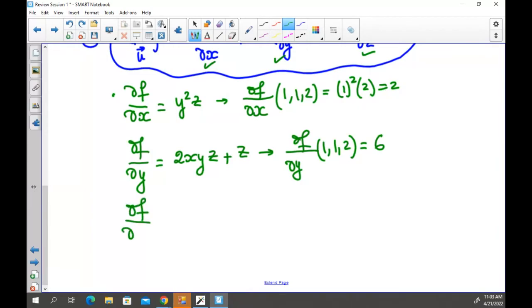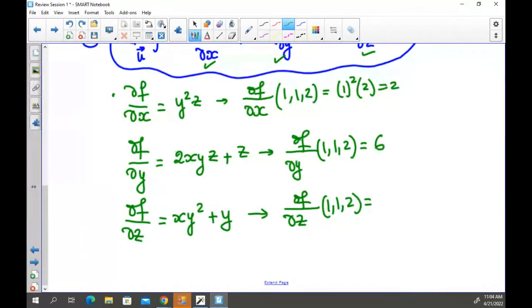And df over dz is x y squared plus y. And so its value at the point 1, 1, 2, we substitute there. So it's going to be 2. Okay, great. So we have our 6 numbers.